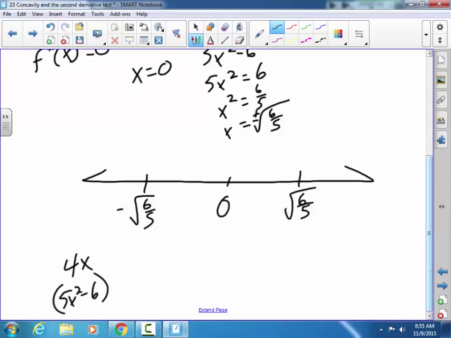Okay, so we're going to do a sign line. Smaller than that, that's negative 10. That's going to be negative squared. Yes, I have as my factors 4x and 5x squared minus 6.